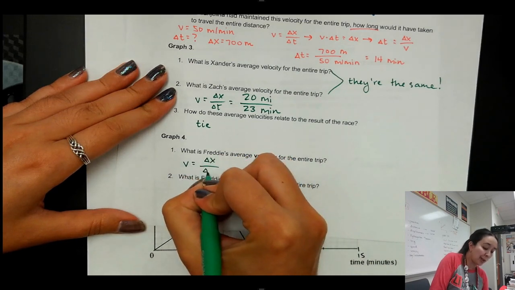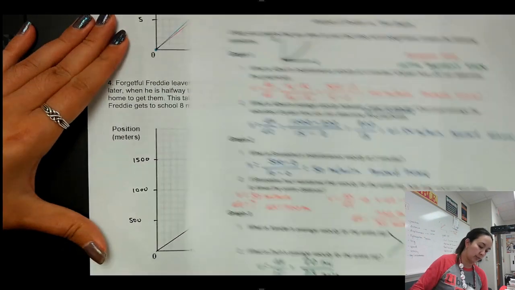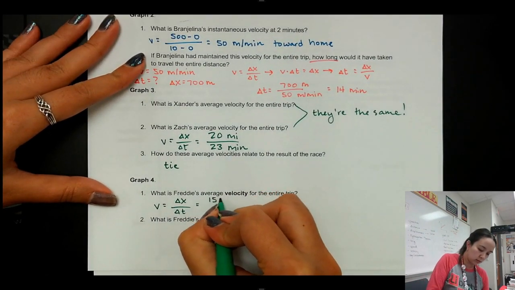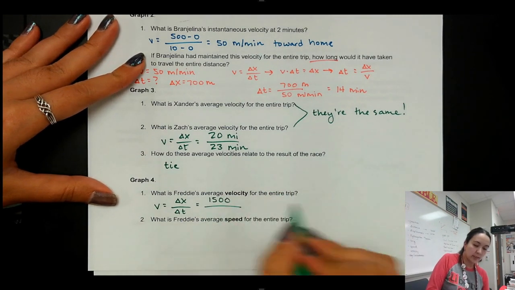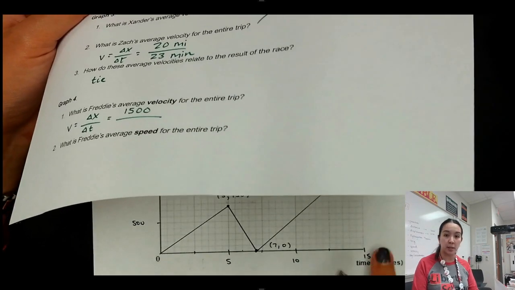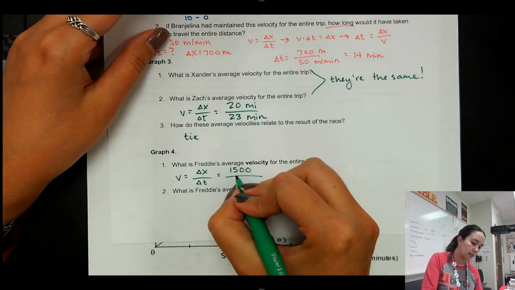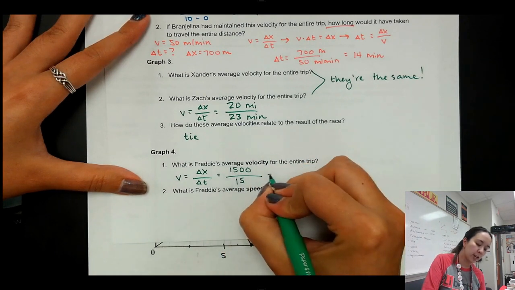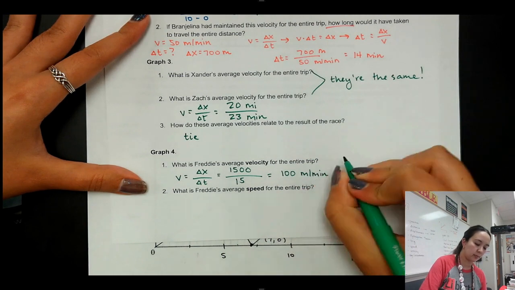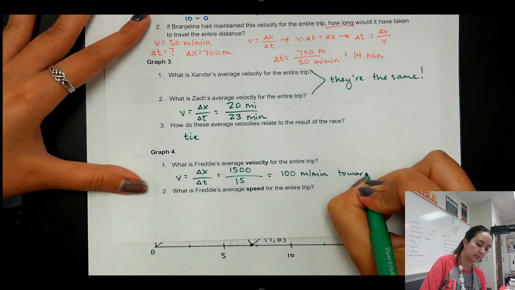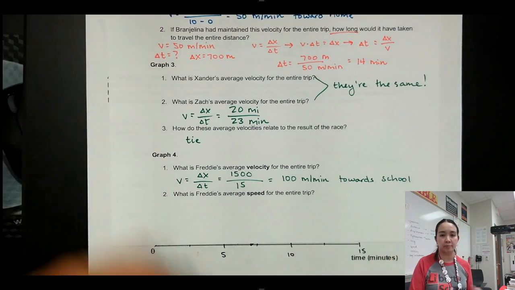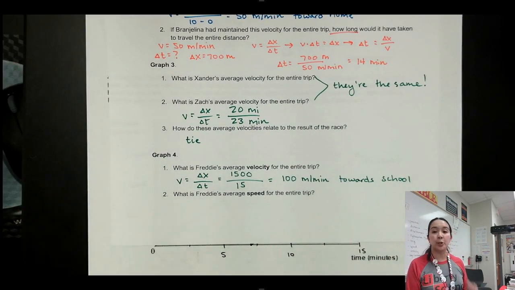So the average velocity, displacement over time. Freddie's school is 1,500 meters away from his house. His whole entire journey today took him 15 minutes. And so his velocity, 1,500 divided by 15, is 100 meters per minute as we go towards school. It's not bad.